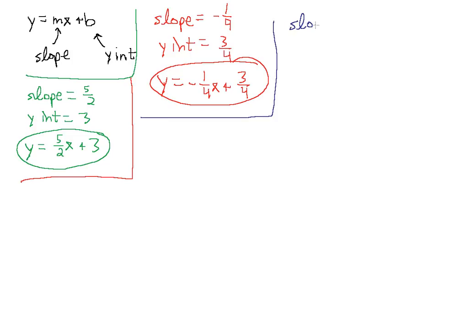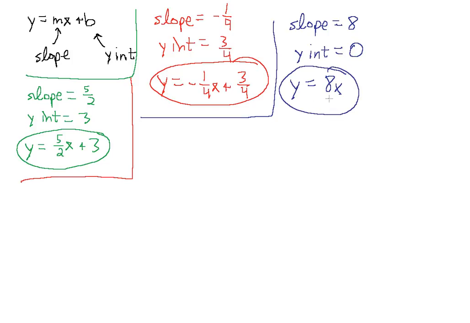The next one, we have a slope of 8, and that's going to make us a pretty steep line. The bigger the number is, the steeper the line. And we have a y-intercept of 0. So let's go ahead and write y equals, our slope is 8, so 8x. Our y-intercept is 0, so we don't write it, so this is actually our answer in slope-intercept form.